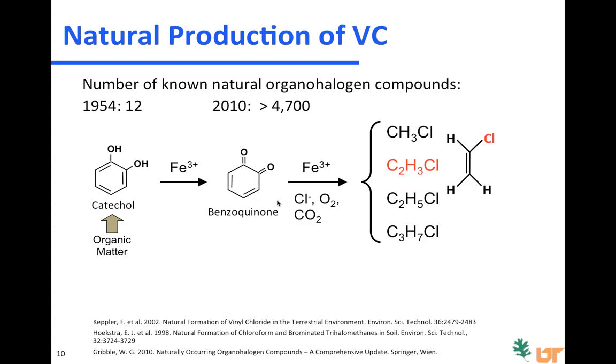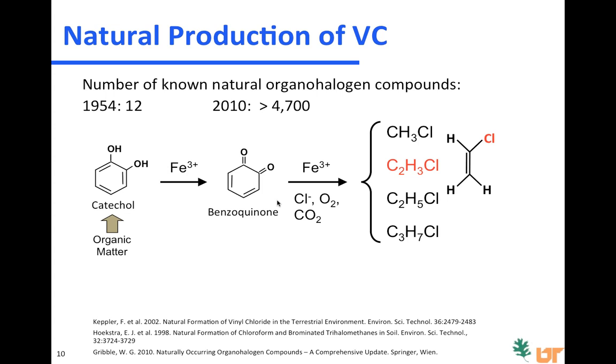So this is research that is becoming more and more acknowledged. In 1954, we knew about 12 naturally occurring hydrocarbons that carry a halogen substituent. In 2010, we knew more than 4,700 such compounds. I would imagine the number now is probably greater than 5,000. So the point is, there are many naturally occurring halogenated compounds in the environment. And one of them is actually vinyl chloride.